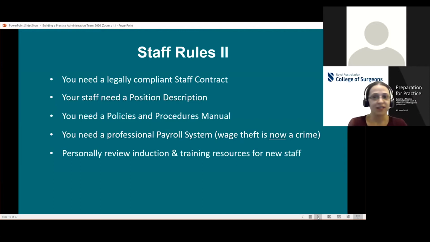You also need to make sure your staff have a position description. It seems really straightforward. I want a medical receptionist, I want a practice manager, they should know what to do. They don't. They may think they do, but it may not be the same thing that you think a medical receptionist or a practice manager should do. So a position description is really important for you to understand what you require from your staff and for them to know what their expectations are. And it will be something that you refer back to during the course of their employment. That may be as part of performance management, or it just may be as part of their ongoing development.